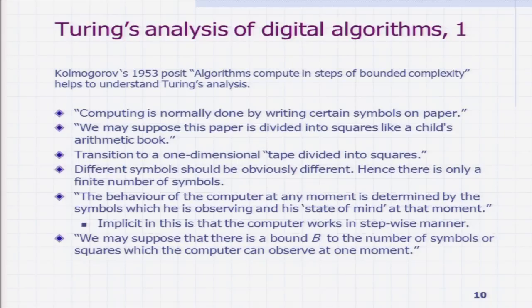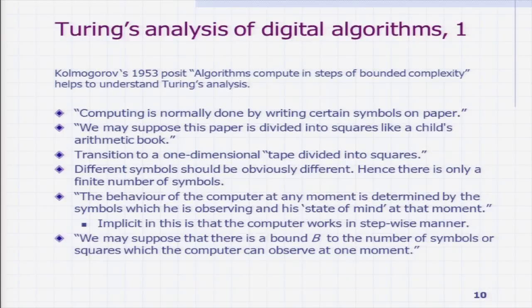So I would start with a much later quotation from another giant of the 20th century, the Russian mathematician Kolmogorov, who posited that algorithms compute in steps of bounded complexity. That sheds some light on what Turing did. Of course, it's a posteriori light, but still it's kind of useful. The way Turing proceeded, he wanted to analyze an arbitrary computation. And he said, how do we do computation? It's 1936, so the computer is, I think he used the word man. The man computes. And how does the man compute? He has paper, he writes something on paper. So here he writes, computing is normally done by writing certain symbols on paper.